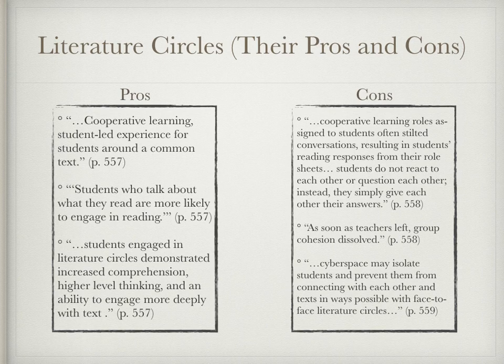What do I do? And then there are also some cons with literature circles that we need to talk about. One of them is really the second one on this cons list. As soon as teachers left, group cohesion dissolved. That is the biggest issue that I've seen, where students can talk a great talk, but as soon as I walk away, it stops. And that's completely counterproductive. That is not what we want to happen. And so I read this article hoping that it would give me some guidance about what to do and how to prevent that, especially in an online setting.